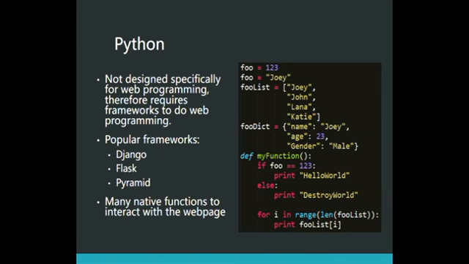All right, then next is Python. Python is pretty straightforward. It's a general purpose programming language, so that means it doesn't come with a lot of the convenient functionalities that PHP has. So you need to use frameworks in order to program webs more conveniently.